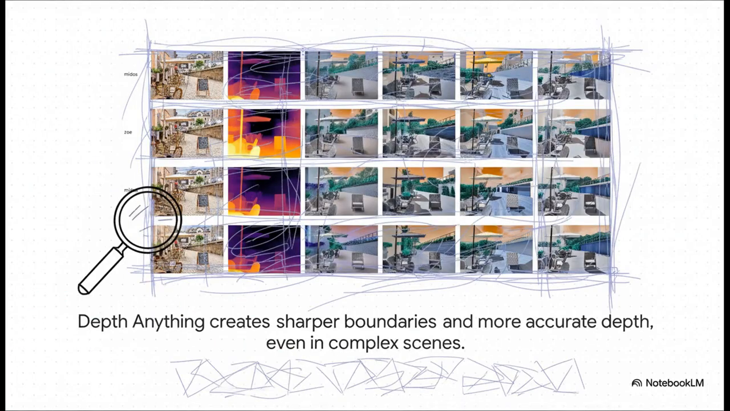And you can literally see the difference. Just look at this cafe scene. The older models, they kind of get the general idea, but it's all a bit fuzzy, a bit blurry. Now look at the bottom row. That's Depth Anything. It's not even close. The lines between the chairs, the table, the umbrella, everything is so much sharper, so much more defined. It just understands the scene on another level.